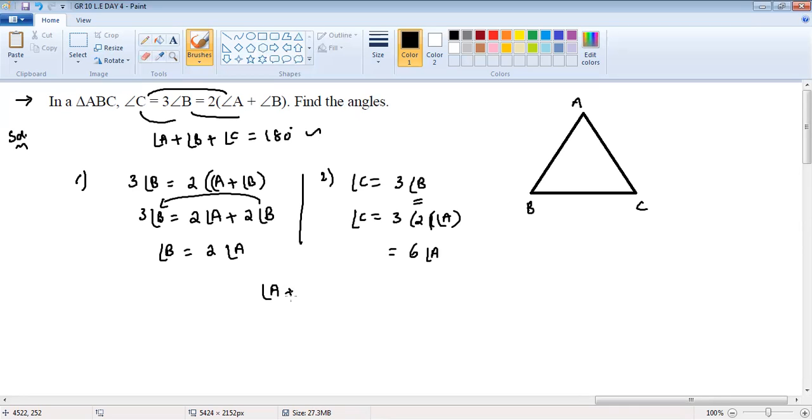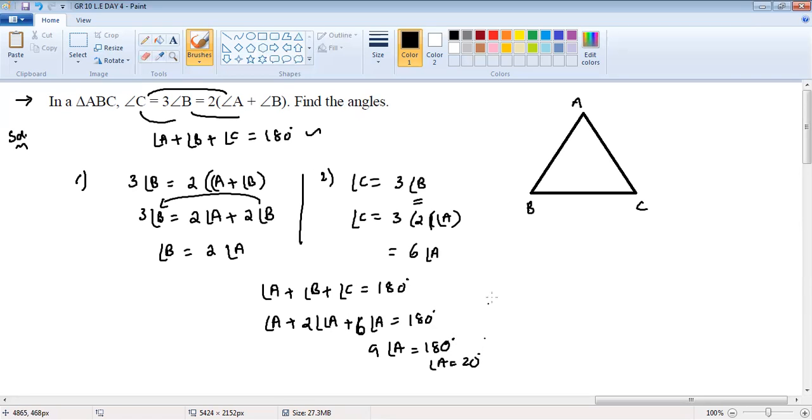So angle A plus angle B plus angle C is equal to 180. Angle A is angle A. Angle B is 2 into angle A. Angle C is 6 into angle A. So 9 angle A is equal to 180. Then angle A is equal to 20 degrees. Am I right, ma? Yes, sir.